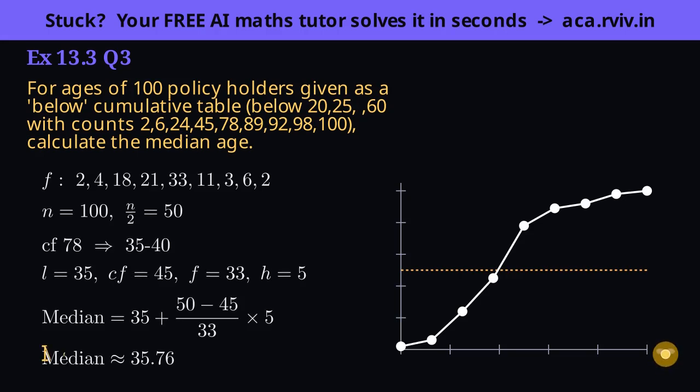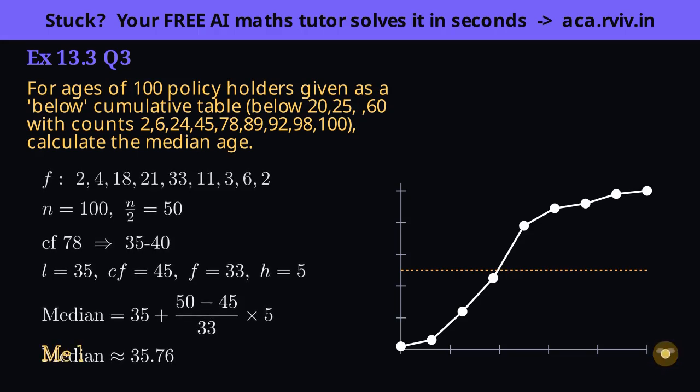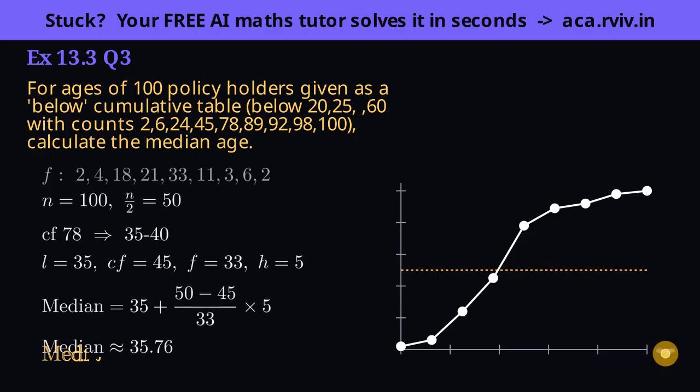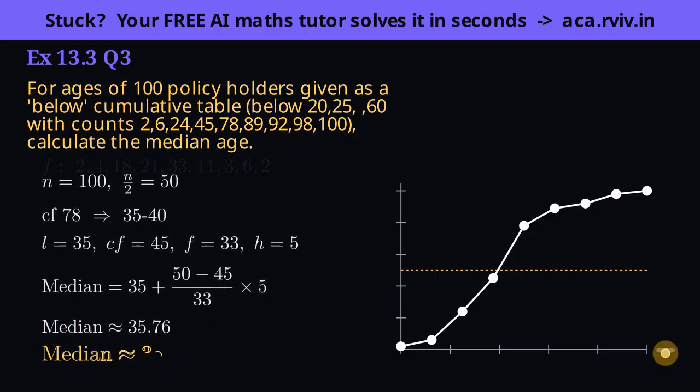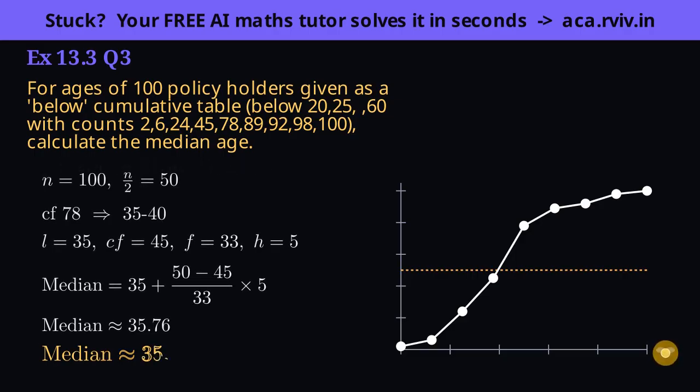So notice why the median barely exceeds 35. The 50th policyholder falls only a fifth of the way into the 35 to 40 class, because 45 people were already below it. The closer the running total sits to n over 2 at the class boundary, the nearer the median hugs that lower limit. The formula just measures that small step in.